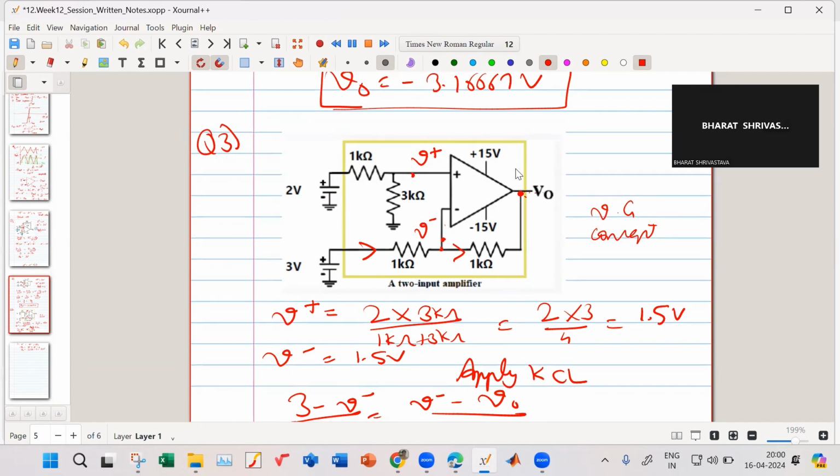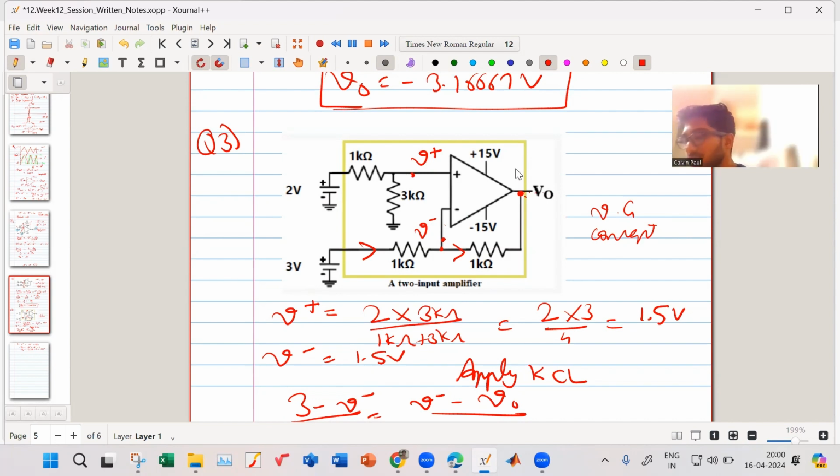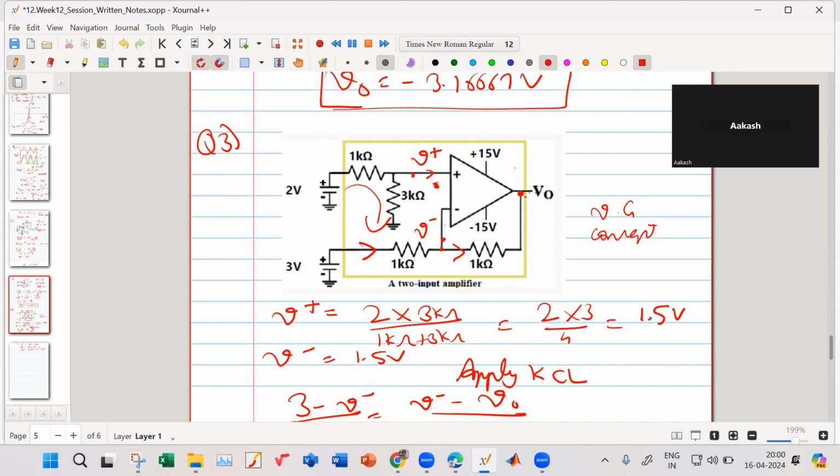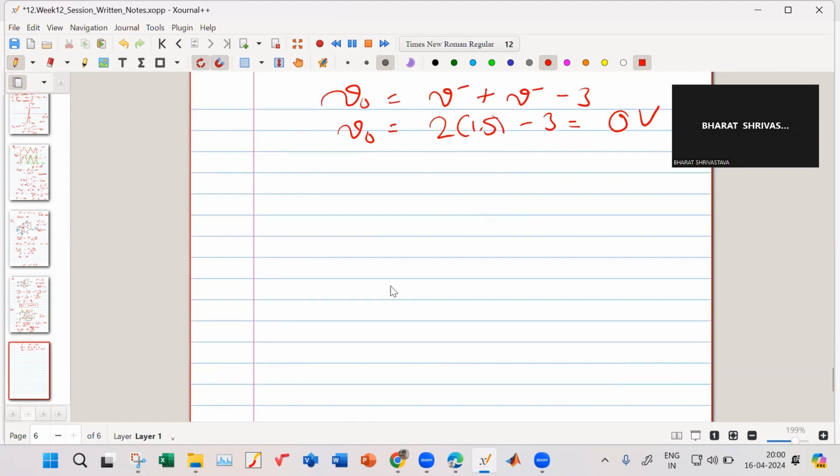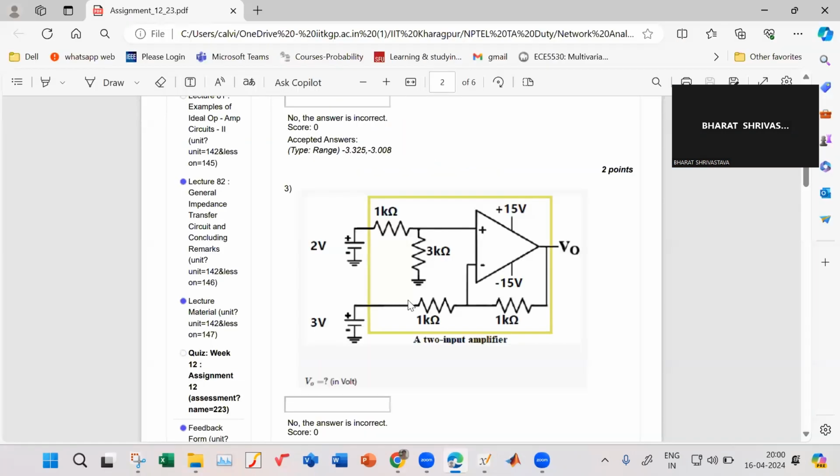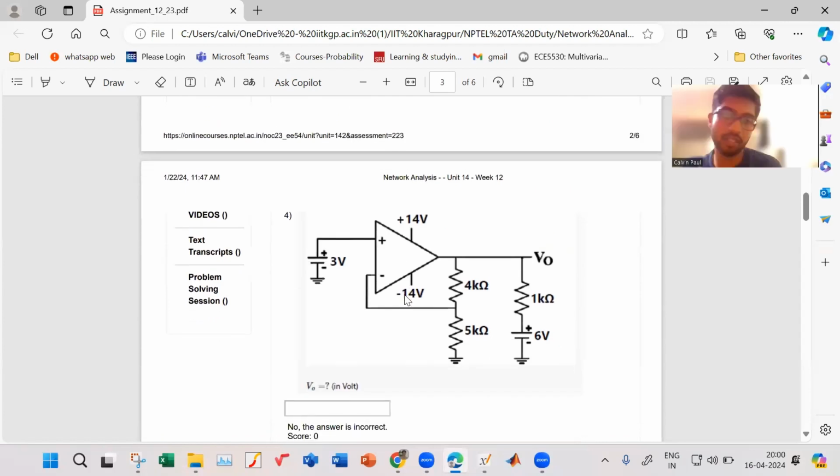Sir, if not for that voltage divider rule, what is the way to find that V plus? No other way, according to me. Because this current will be 0, that's why you can apply the voltage divider rule with confidence. So now we'll go to the next question.